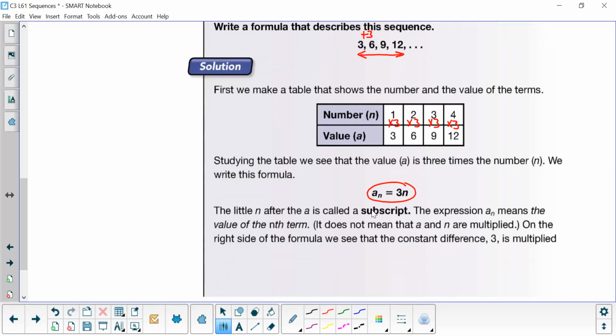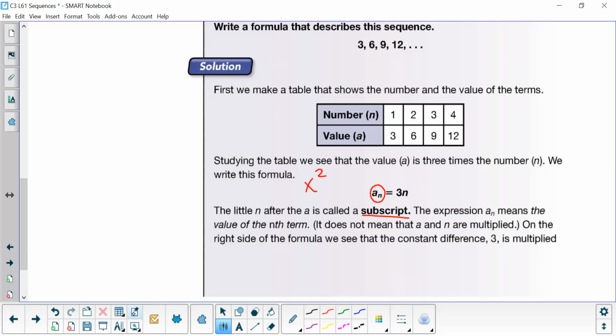And we're writing it a little bit different today. a sub n is how we say that. Sub is below, like a submarine goes below the water. So the n is below the a. So a sub n is how we say that. It's called a superscript. Or, I'm sorry, a subscript. A superscript is an exponent where it's above. A subscript is what we have here.